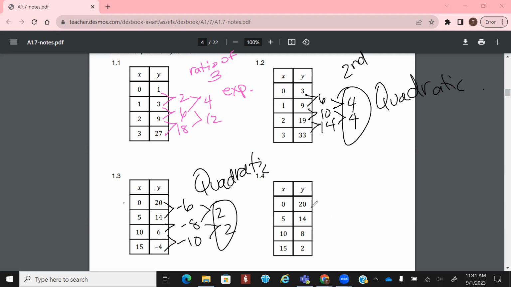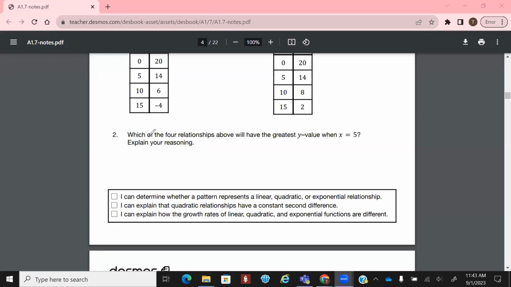The last one, 14 minus 20 is -6. 8 minus 14 is -6. And 2 minus 8 is -6. All of these are the same. So that's going to be linear. Okay, so which of the 4 relationships will have the greatest y value when x is 5? So when x is 5, these two.